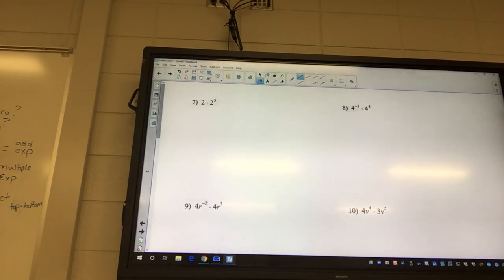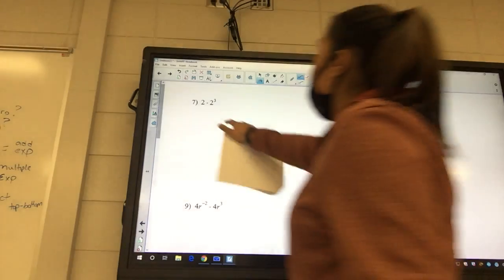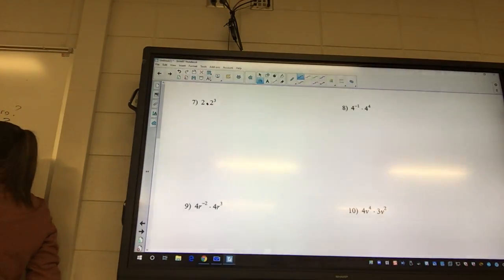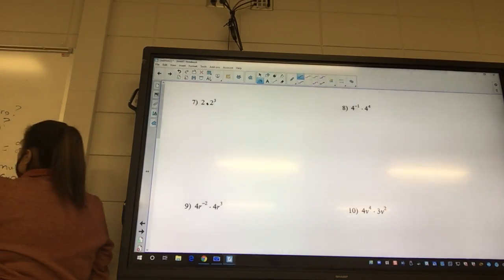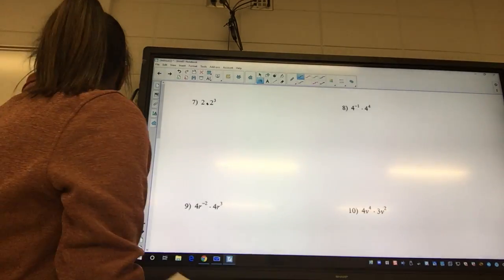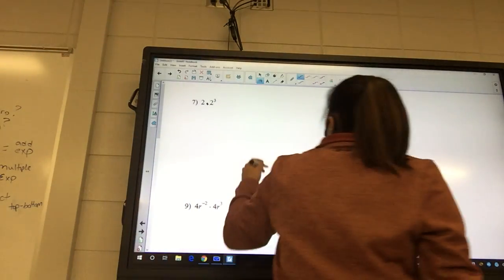Look at 13. What is different between 13 and 7? One has parentheses and one doesn't. What does the other one have that this doesn't? It looks like a multiplication symbol. It's got the dot. See the dot? That means that this is product rule. So if it has the dot, this is the rule that you need to use. If it has parentheses, this is the rule that you need to use. Okay, so it has the dot, and so it says add the exponents.